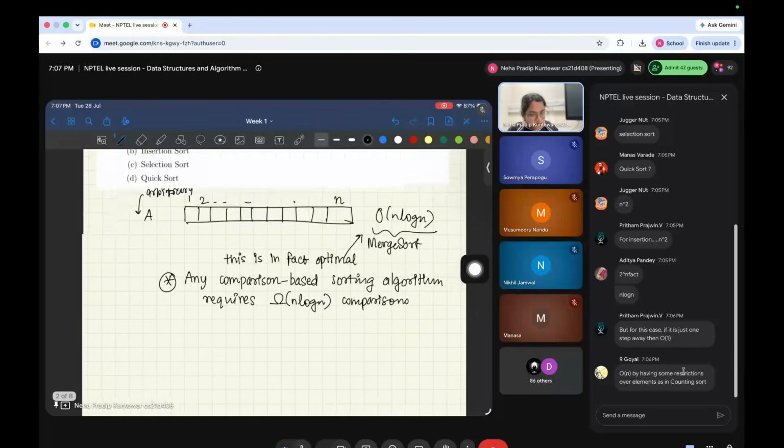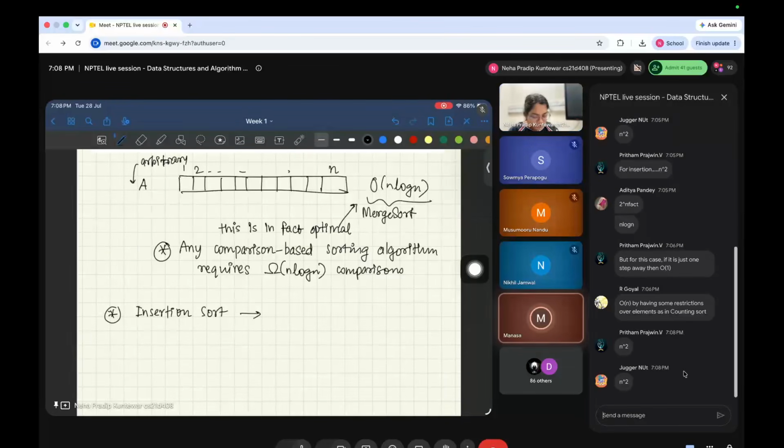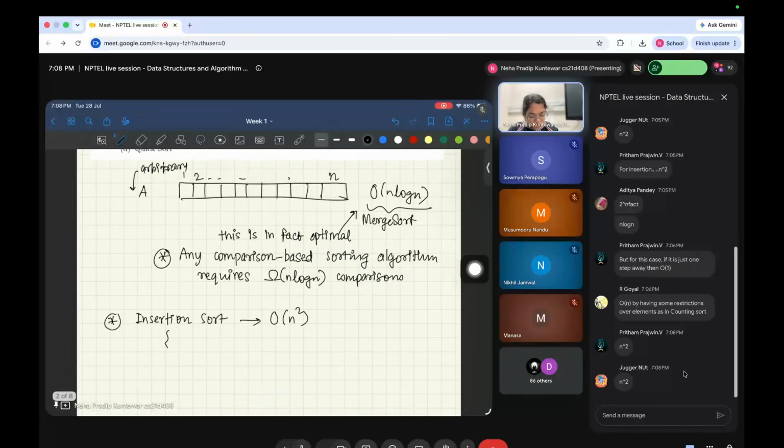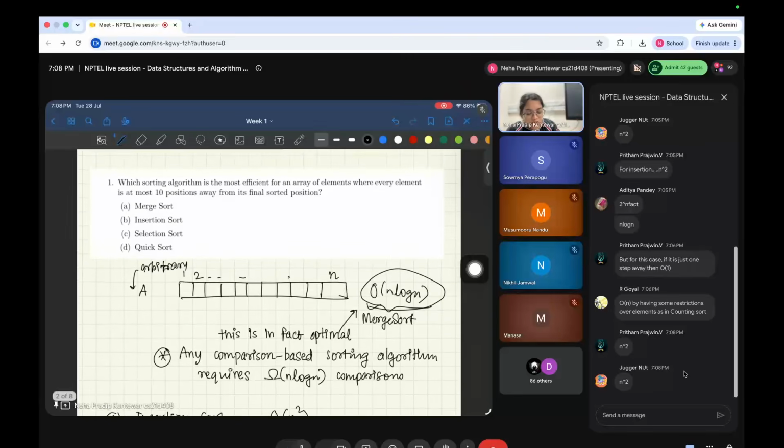Let me ask one more question since I see some comments. If you use insertion sort, for example, what would be the worst case running time? O of n squared. Correct. Good. And the same is the case for selection sort and so on. So it seems that merge sort might be a better option because this is asymptotically better.